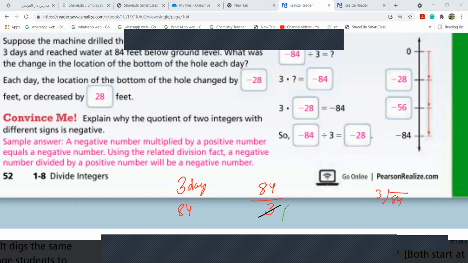3 times 1. And what can I take? This is 8. So what should I take? 3 times 4 is 12. This is only, just take the first number, 8. Yes, 3 times 2, 6. Because I cannot take 3 times 3, 9.